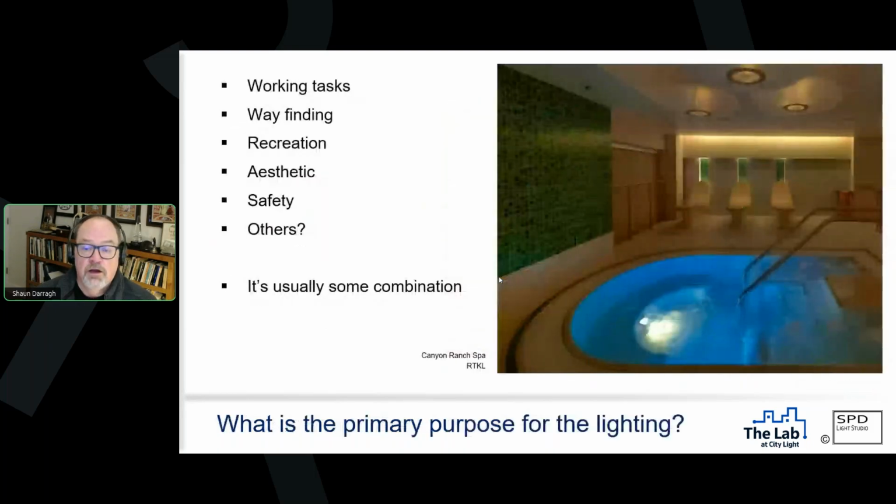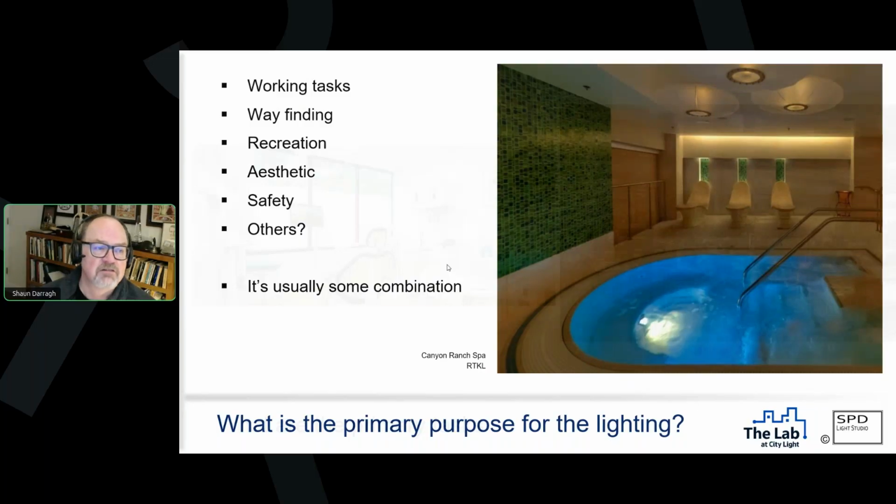So what is the primary purpose for the lighting? Frequently that's work tasks, might be wayfinding, recreational, aesthetic. Usually there's some combination of tasks. So in this particular space at the Canyon Ranch Spa, there's two real tasks here. One is relaxation and the other is hydrotherapy. The hydrotherapy is active, and the relaxation is very calming. So we had to come up with lighting that would work for both purposes.